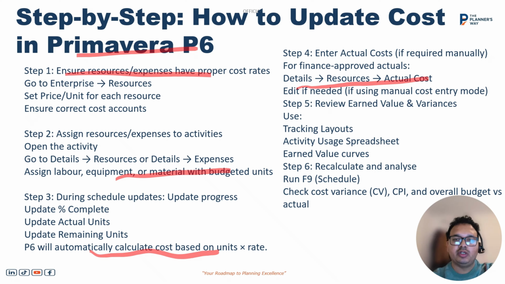After we enter the actual cost, we need to have some output in P6. So we use the earned value curve, S curve, or the activity usage spreadsheet to review the variance in the program. And finally, we run our schedule and calculate the cost variance, schedule variance, SPI, and overall budget of the project. So these are the things we do while we update cost in Primavera P6.